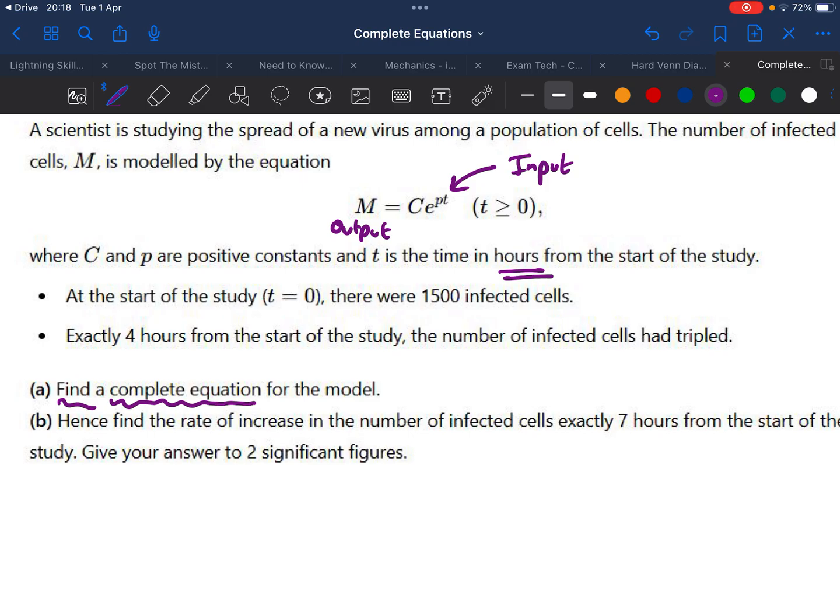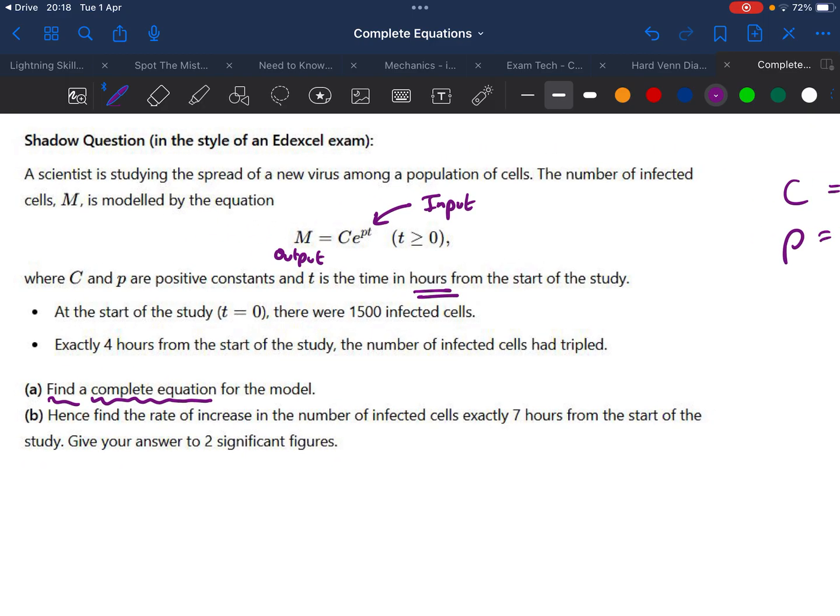At the start of the study, T equals 0, there were 1,500 cells. I'm going to scan the question to check. It does just say the number of infected cells. This will often be the number in thousands or 100,000, so you've got to watch out for that. So we can sub in and say 1,500 equals C, E to the P times 0. That means this whole part becomes e to the power of 0, so 1,500 will actually be the C value.